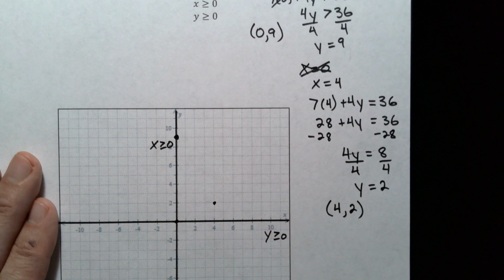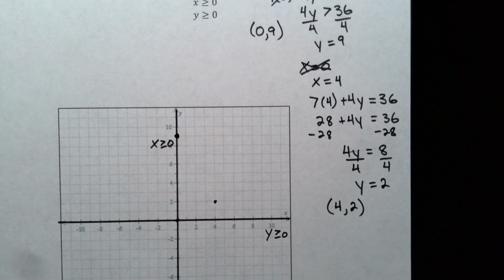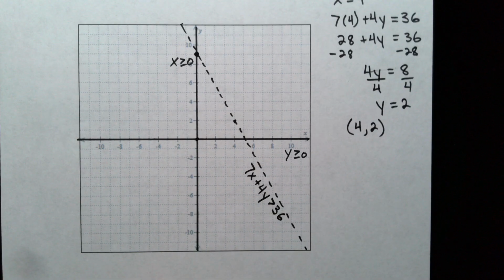And remember, that's going to be a dotted line. It'll go through these 2 points. So let me graph that really quick. Okay, here we go. Here's the dotted line that goes through those 2 points.